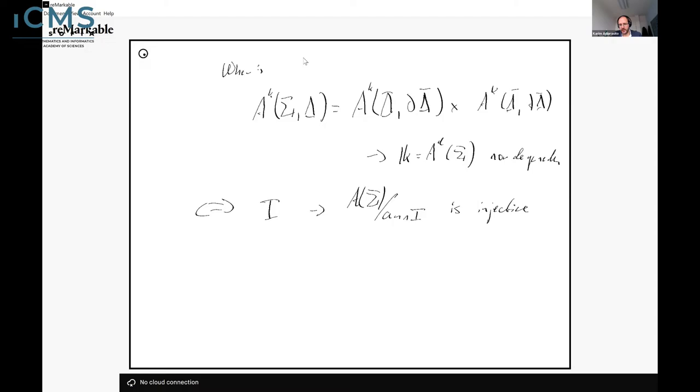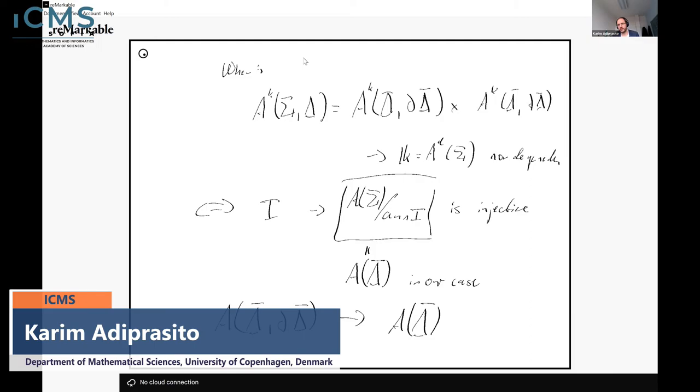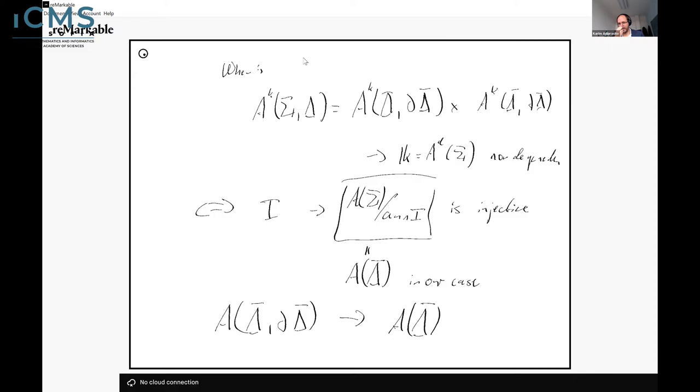So now let me actually compute this in this case. What is A of sigma modulo the annihilator in this case? Well, it turns out that it's not hard to show that for our case this is actually just a very familiar object. It's just A of delta bar. So really, what you want to do is you have this A of delta bar, boundary delta bar, and you map it to A of delta bar. That's the whole shebang. That's what I want to understand. Why should this be an injection? This is kind of a mysterious map.